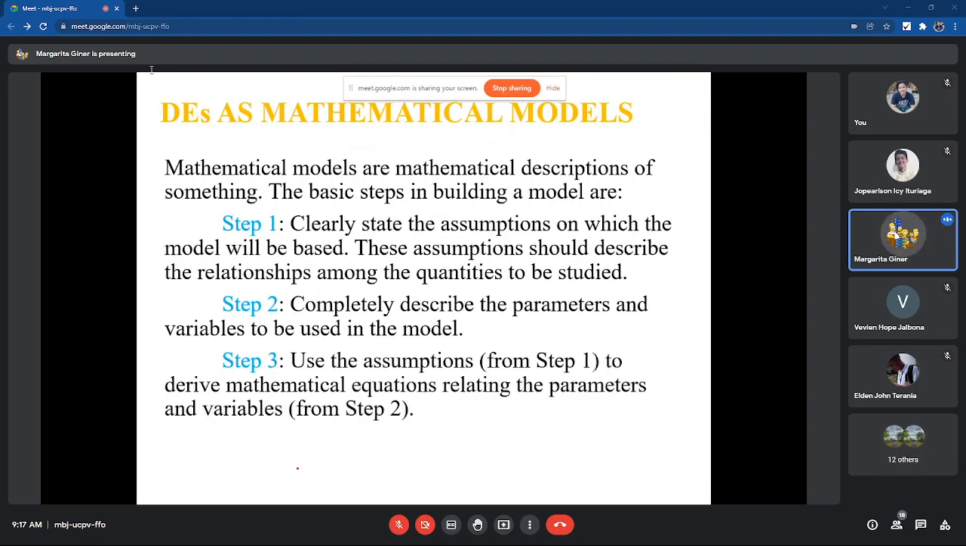Okay, so let's have DE as mathematical models. So mathematical models are mathematical description of something. So the basic steps in building a model are clearly stated, the assumption on which the model will be based. This assumption should describe the relationship among the quantities to be studied. Second step is completely describe the parameters and variable to be used in the model and use the assumption from step 1 to derive the mathematical equation relating to the parameters and the variable from step 2.